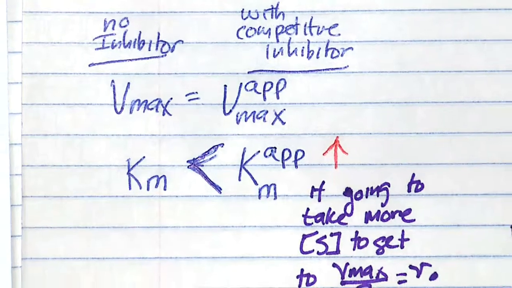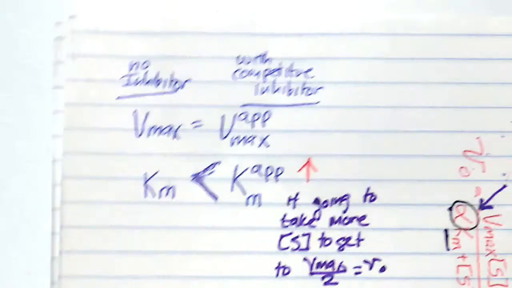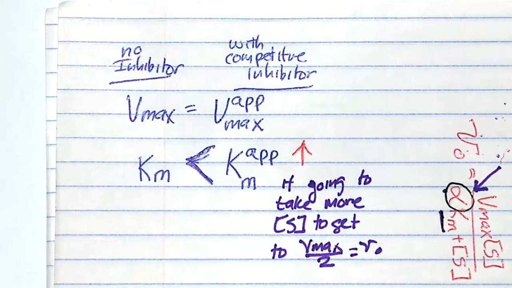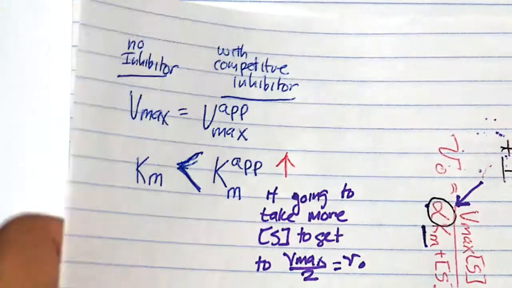So we had several examples of this in lecture, for example, methanol and alcohol in alcohol dehydrogenase. That was an example of competitive inhibition. Many of our common drugs, such as sildenafil, the active ingredient in Viagra, are competitive inhibitors.